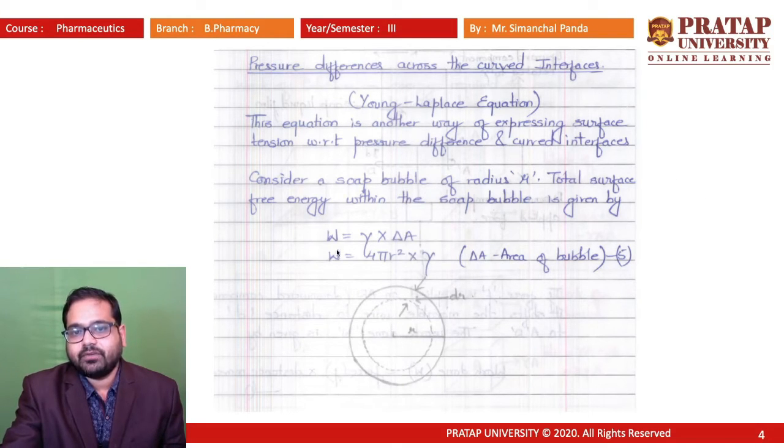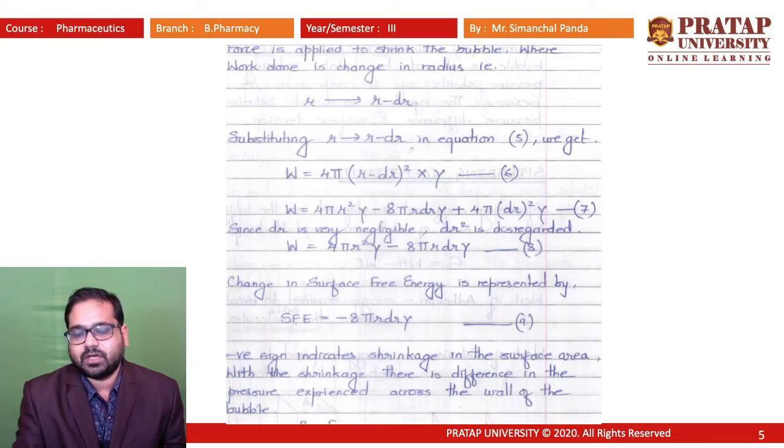We calculated the work done. Work done is nothing but gamma into delta A. Here we calculated the area of the bubble, and after shrinking to r minus dr, we derived the equation of work done. So the difference between the work done we calculated as 4 pi r square gamma minus 8 pi r dr gamma. So by deducting both, the surface free energy we got is minus 8 pi r dr gamma.